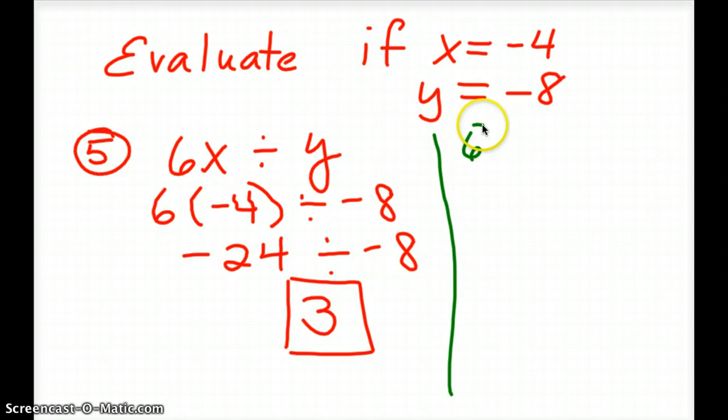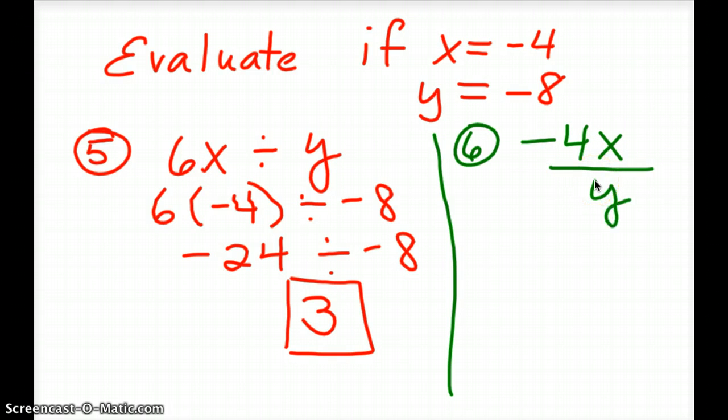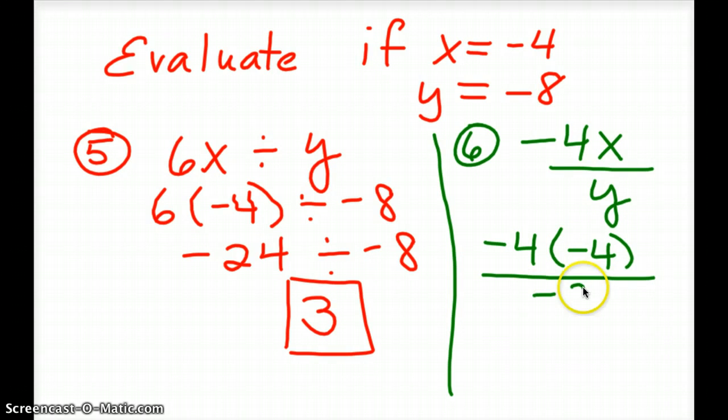Number 6. All right, last one like this. What if I wrote it negative 4x divided by y this way? Well, let's plug in the values that they give us. This is negative 4 times a negative 4 over a negative 8.